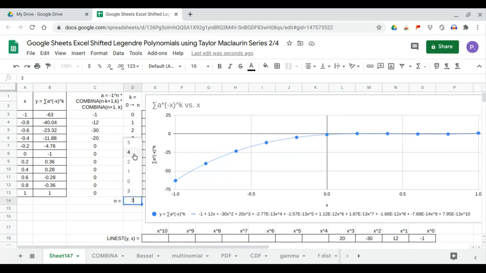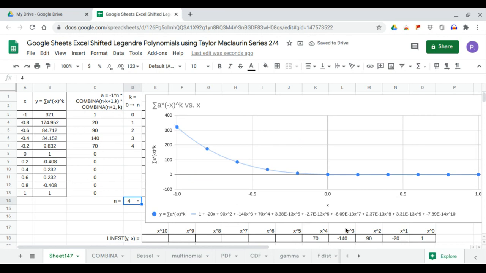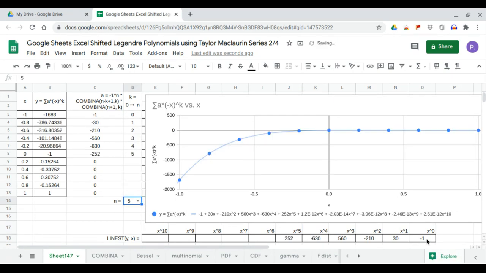N equals 4. We have 1 minus 20x plus 90x squared minus 140x cubed plus 70x to the fourth. And n equals 5. So we have negative 1 plus 30x minus 210x squared plus 560x cubed minus 630x to the fourth plus 252x to the fifth.